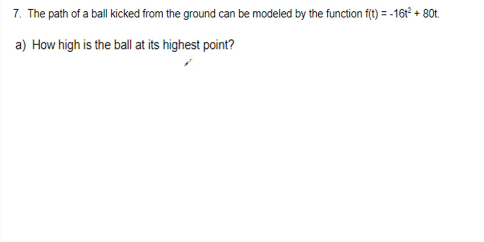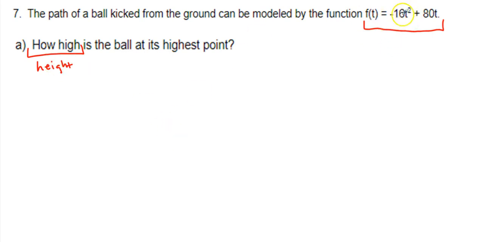Alright, the path of a ball kicked from the ground can be modeled by this function. So this is the function we're going to be messing with. If you take a look at this, it's like a lot of these that we've been dealing with so far. We just have to understand what the question is asking. This question in particular is asking how high, so it's looking for a height.